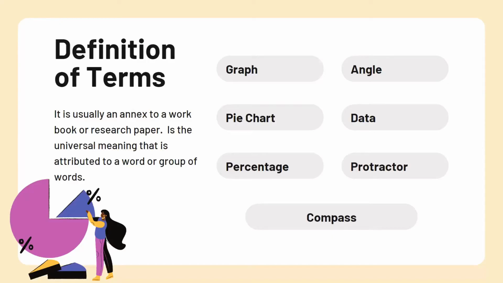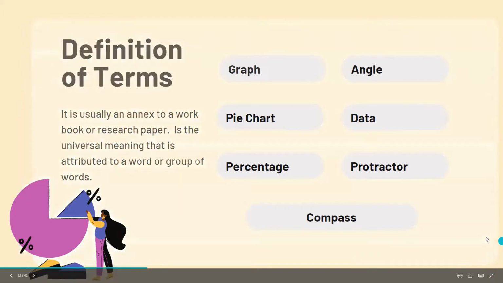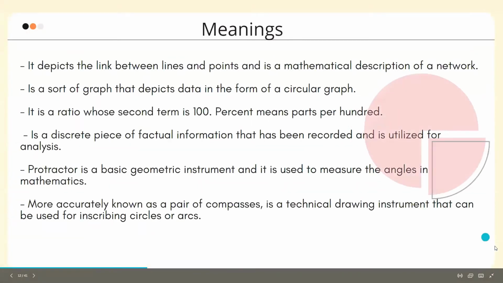So good day everyone. I will give you the definition of terms. So what is the definition of term? It is the universal meaning that is attributed to a word or group of words. So I will give you the definitions of the following words: graph, pie chart, percentage, angle, data, protractor, and compass. Next slide, please. So what is a graph?